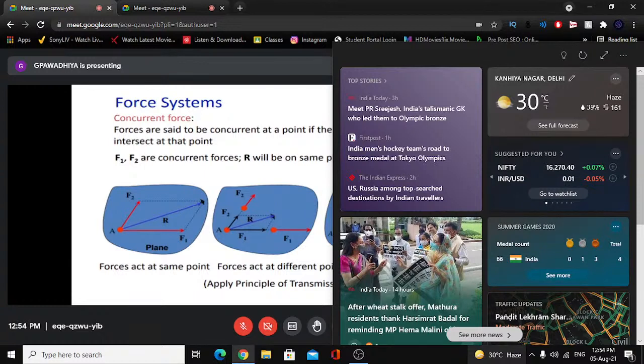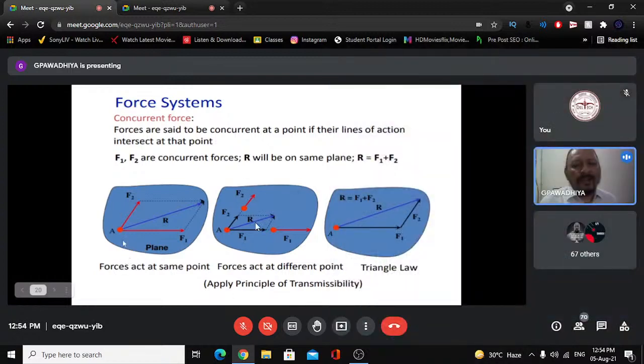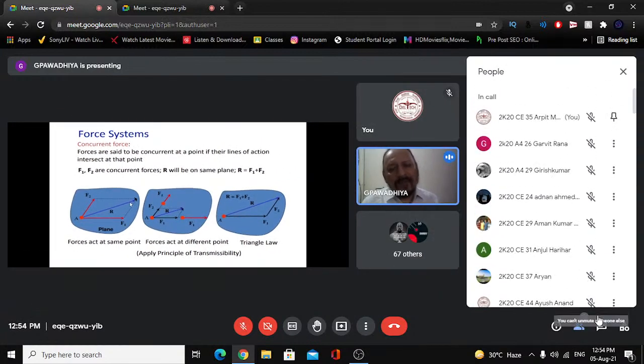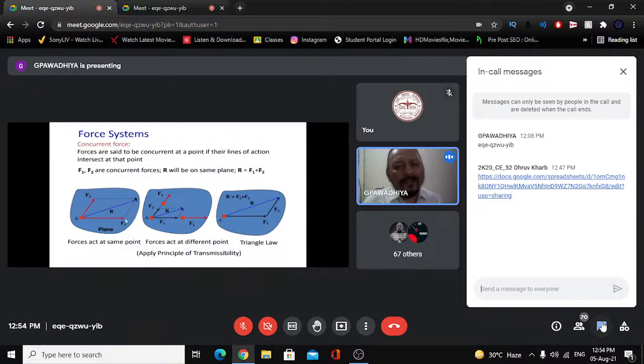Concurrent forces, actually we have discussed the parallelogram. There are two forces which are concurrent at point A. F1 and F2 are the two forces. Their resultant is, say, R. How do we find the resultant? In the same manner, we can complete the parallelogram and then R squared equals F1 square plus F2 square plus twice F1 F2 cos theta, if you know the deviation angle of vector F2 with respect to F1.